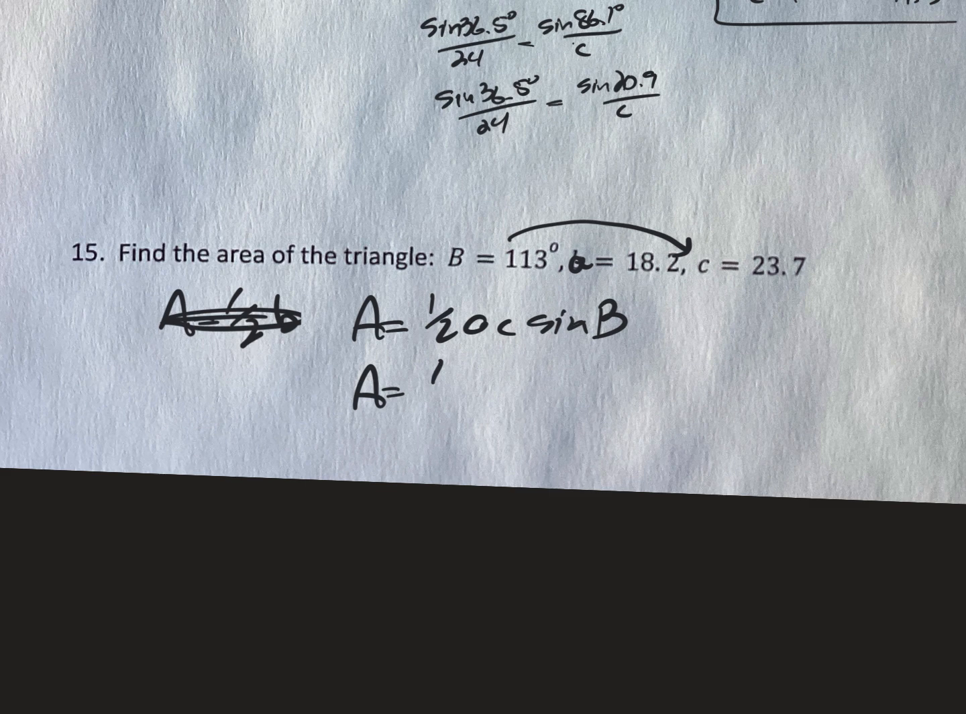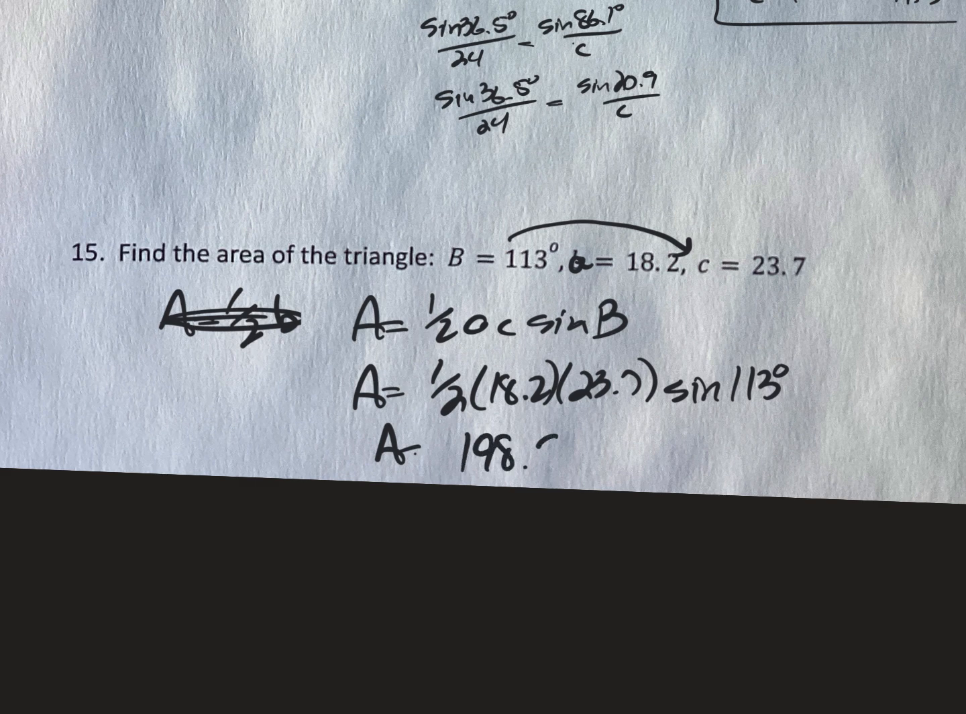So I'm just gonna put the numbers in. A is 18.2, C is 23.7, and I'm going sine of 113. I'm gonna punch that straight in exactly like you see it, except I'm gonna hit 0.5 for 1/2 because it's a little bit easier. 0.5 times 18.2 times 23.7 times sine of 113 degrees. And I'm getting this for my area, 198.5. There's the area of the triangle.